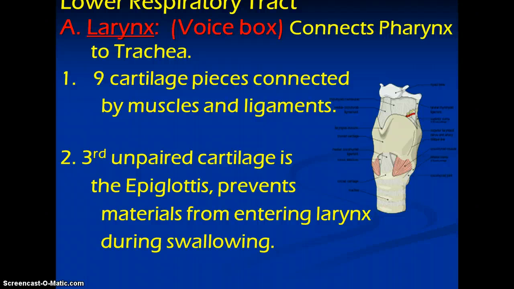Lower respiratory tract begins at the larynx. The larynx begins the lower respiratory tract. It actually connects your pharynx to the trachea. There are 9 cartilaginous pieces, as you saw before, the thyroid and the cricoid cartilage, and several others, which we're not going to talk about at this level. You have 3 unpaired cartilage. The third unpaired cartilage, rather, is the epiglottis, and that does prevent food from entering the larynx. Epiglottis prevents food from entering into the trachea.